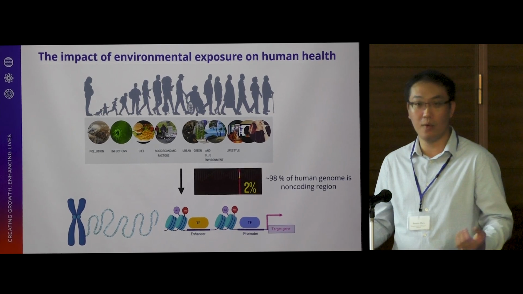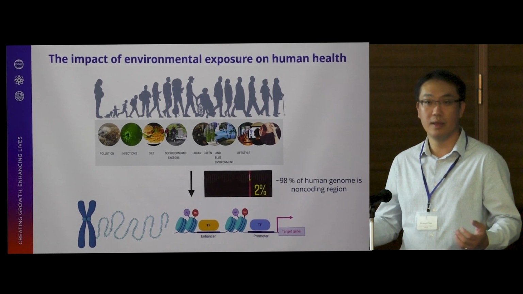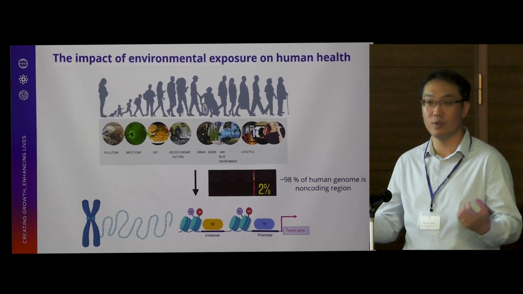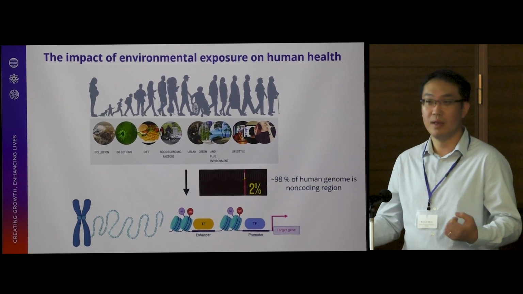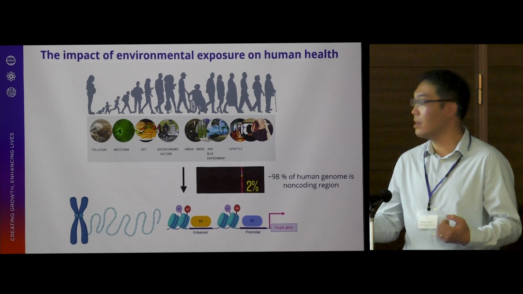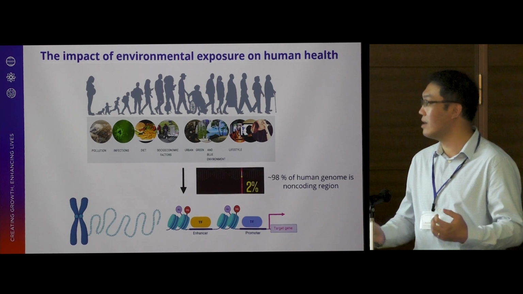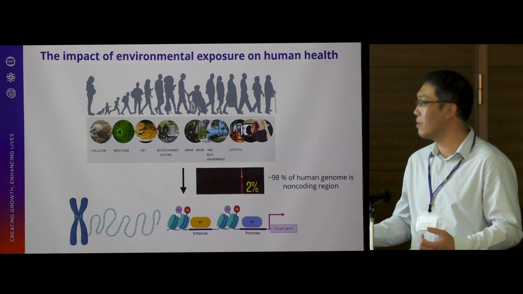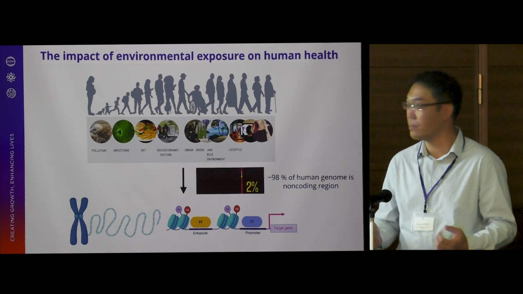But when we look at our genome, only 2% of it belongs to protein coding genes. That's usually the part people try to profile, for example with RNA-seq, or they try to profile the metabolite pathway. But actually there is a huge part of our genome, 98% of it, that belongs to non-coding regions.